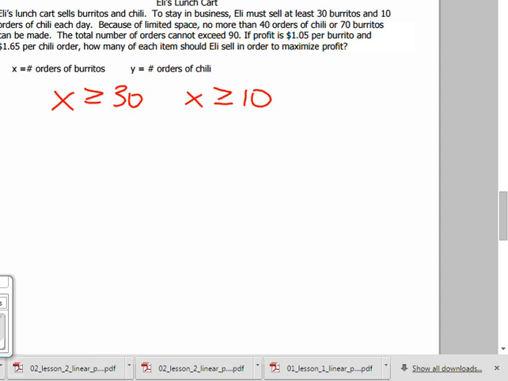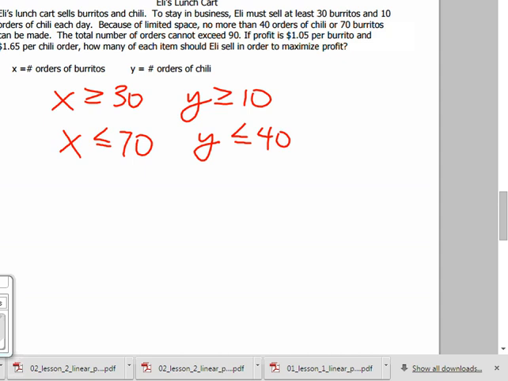Oh wait, I think I just did something wrong. The chili is supposed to be Y. I made it X. Sorry. No more than 40 orders of chili. Okay, chili is the Y. Y has to be less than or equal to 40. Or 70 burritos, that's back to X. X is less than or equal to 70.